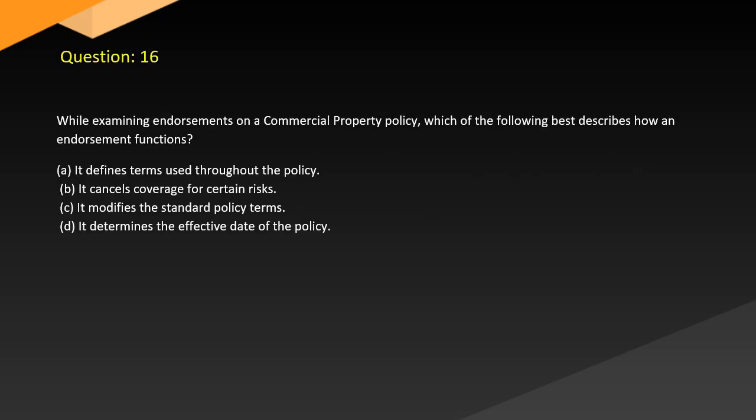Question 16. While examining endorsements on a commercial property policy, which of the following best describes how an endorsement functions? A. It defines terms used throughout the policy. B. It cancels coverage for certain risks. C. It modifies the standard policy terms. D. It determines the effective date of the policy.